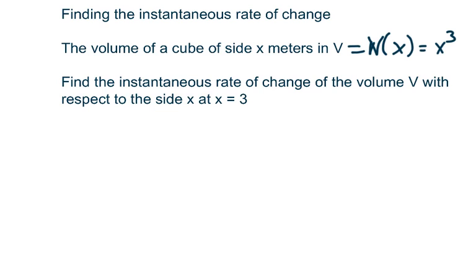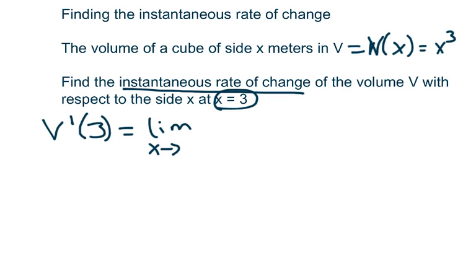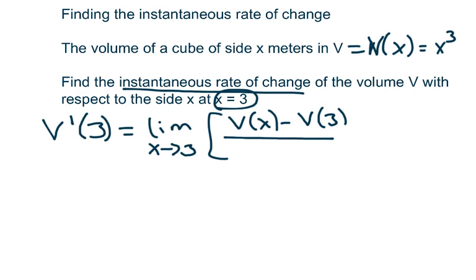Okay, now we're going to talk about the volume of the cube. So basically, we want to find the rate at which the volume of the cube is increasing at the instant x is 3 meters. All right? So basically, we're going to take the derivative of the volume with respect to x at 3, and this equals the limit as x approaches 3 of the volume of x minus the volume of 3, over x minus 3.